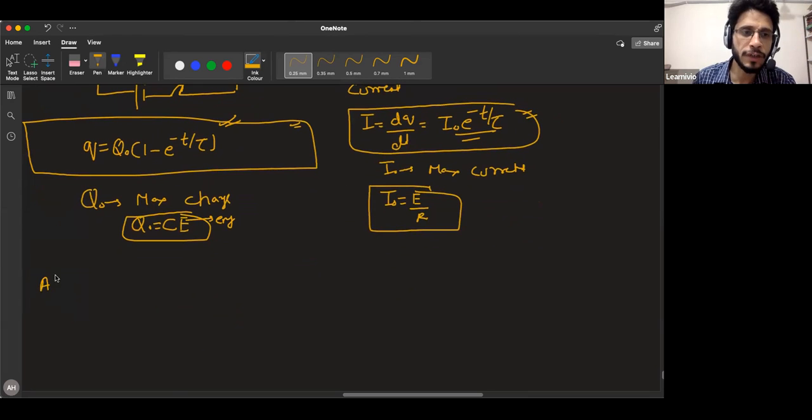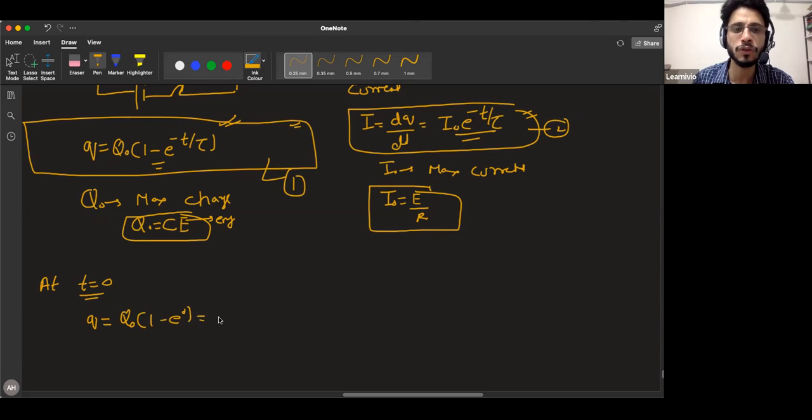So you can calculate charge on the capacitor at different times, like at t equal to 0. If you put t equal to 0 here, this is equation 1, and this is equation 2. When I put t equal to 0 here, your charge comes out to be Q naught times 1 minus e to the power 0. E to the power 0 is 1. So it's Q naught times 1 minus 1, which is 0. At t equal to 0, there is no charge.